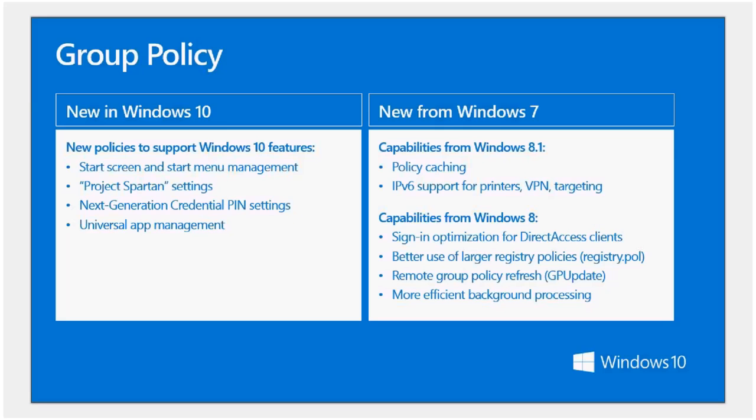We've added support for larger registry policies to make that process more efficient. We've added support for initiating group policy refreshes remotely through PowerShell or WMI or GP Update or other tools like that. And we've increased the overall efficiency of the background processing that group policy does so that it has less of an impact on the machine overall. So all of those capabilities are built into Windows 10, some carried forward from previous releases, others new for Windows 10.